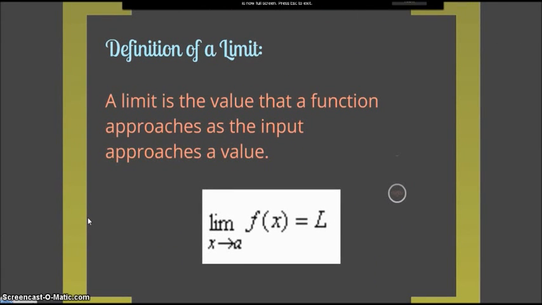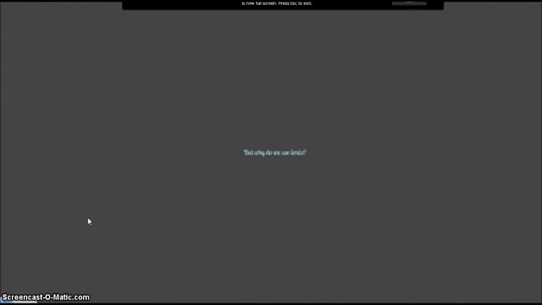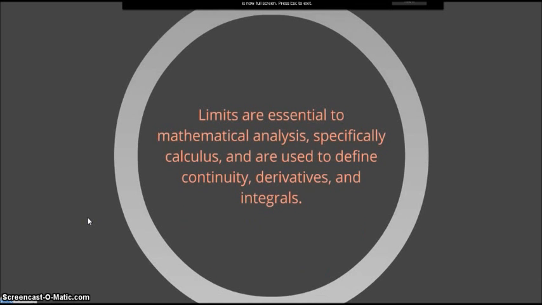Definition of a limit. A limit is the value that a function approaches as the input approaches a value. But why do we use limits? Limits are essential to mathematical analysis, specifically calculus, and are used to define continuity, derivatives, and integrals.